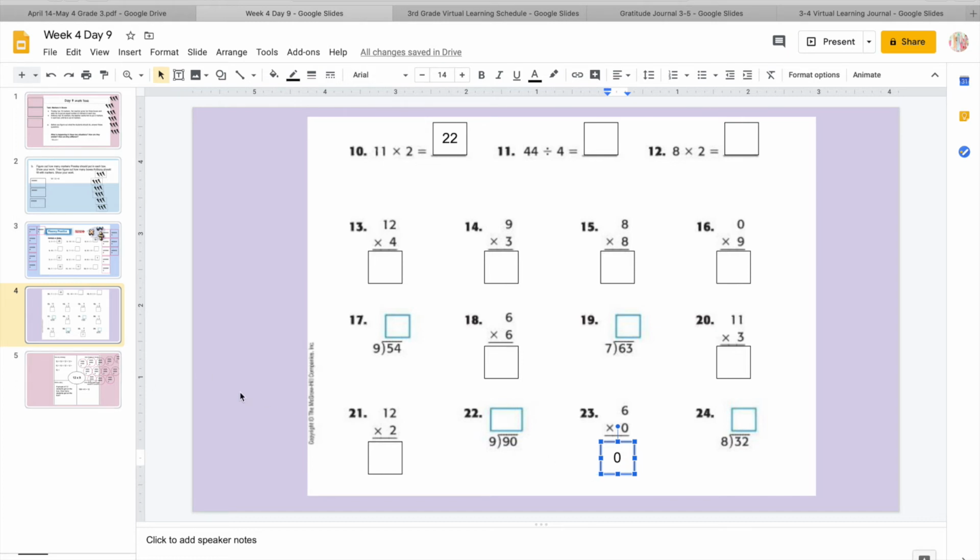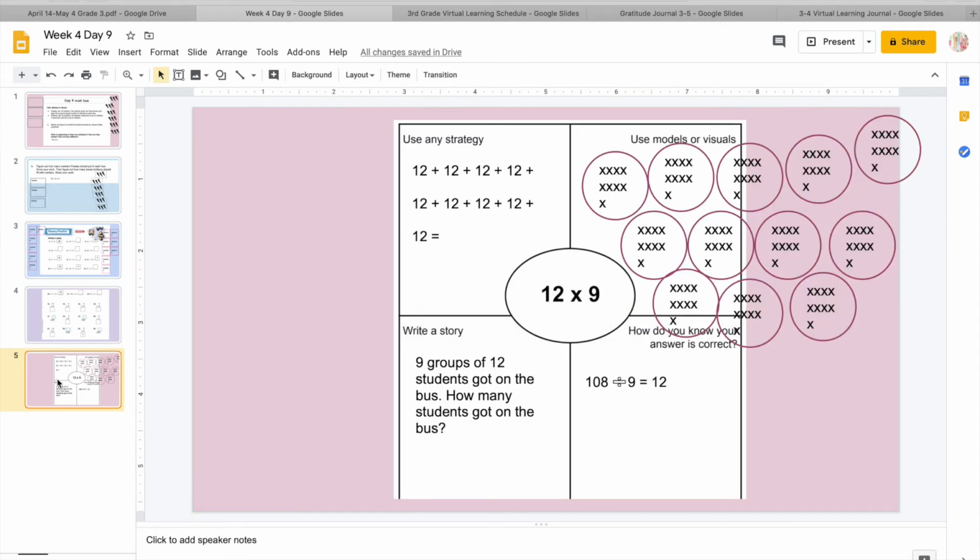And that's all I'm going to do with you guys. If you need help on any of these, let me know. But again, you can use a multiplication chart, or you can use any strategy that works for you. Okay, and the last thing we are going to do is fluency.